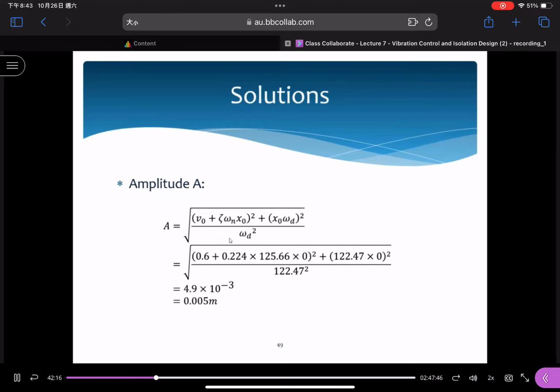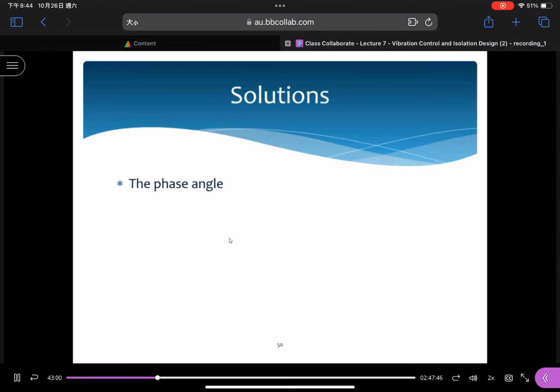According to the upper part, we can cross out this one because this is equal to 0. This is also equal to 0. We just have the upper part, 0.6, and in the lower part, omega d only. So you can calculate the value as about 0.005 meters. Okay, in this case, these are the equations to find out the M to A. No difficulties, we just plug the values into the equations. Any problem here?